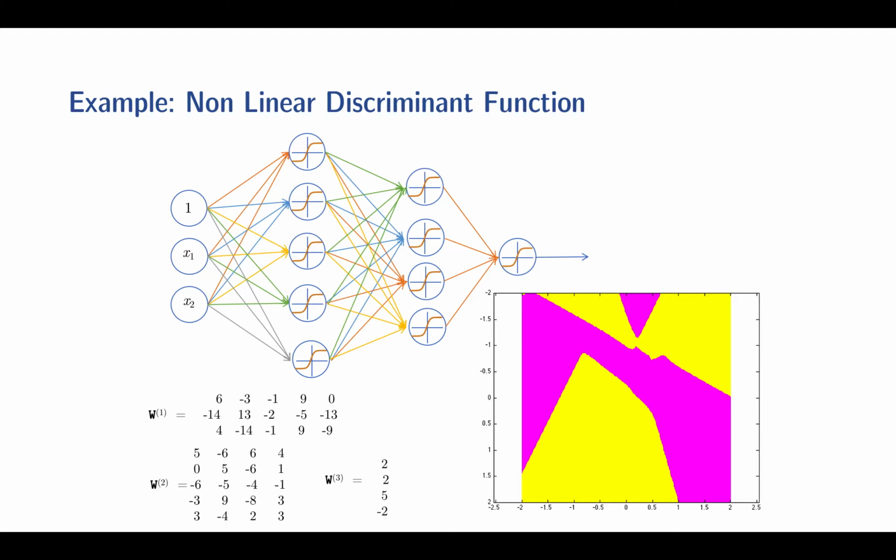Notice how complicated a nonlinear function can be learned with a relatively small network. It's not a terribly deep network. It's only 5 neurons in the first layer and 4 neurons in the second layer. By the way, when we say neurons, don't think about brain neurons.